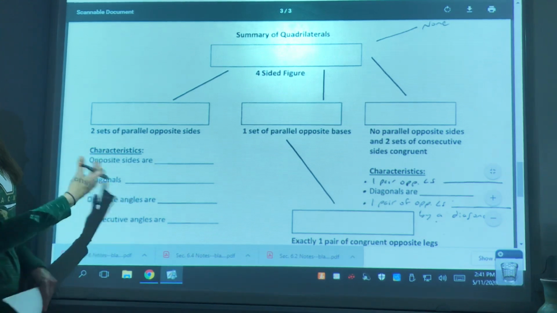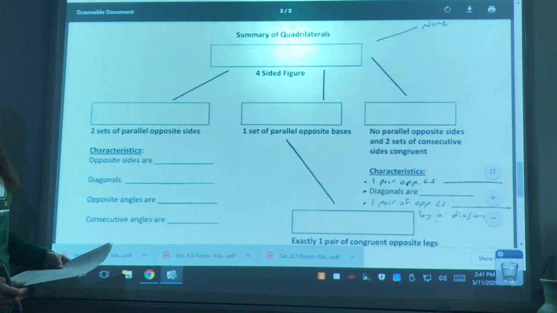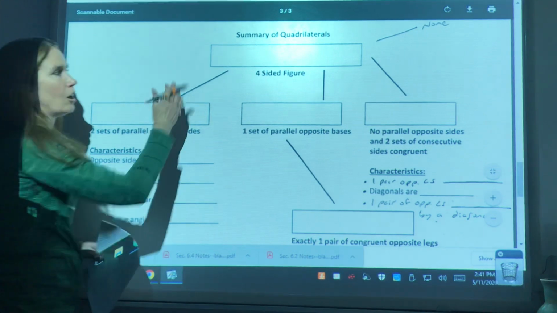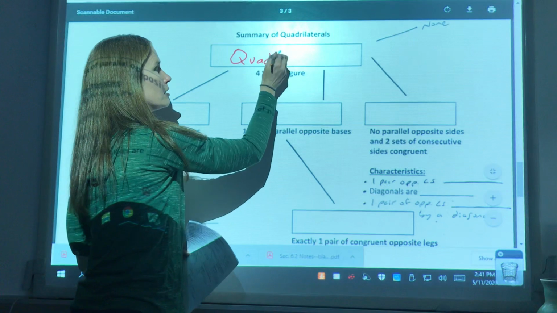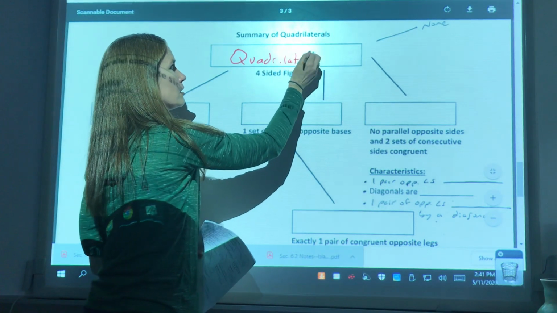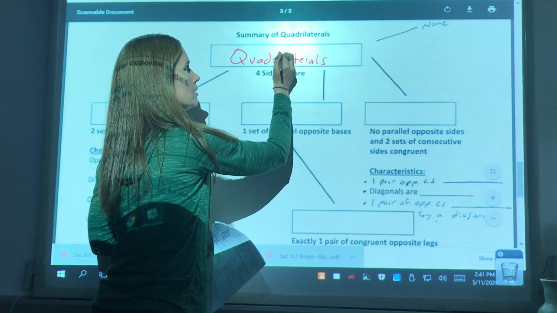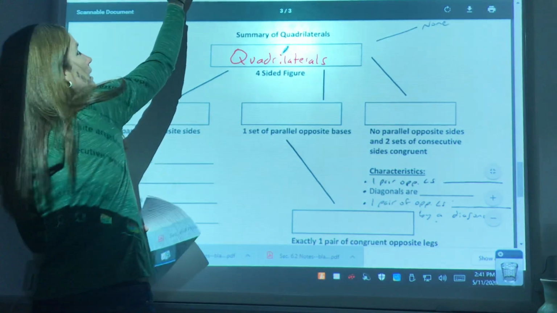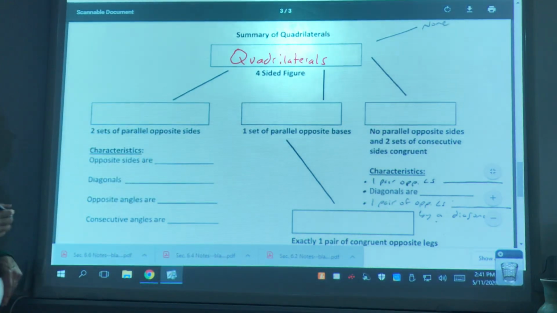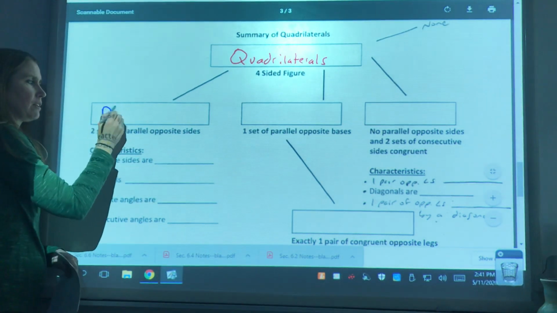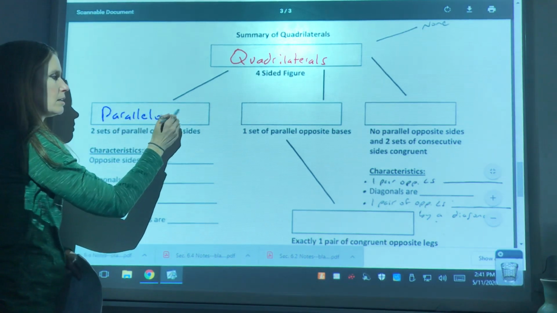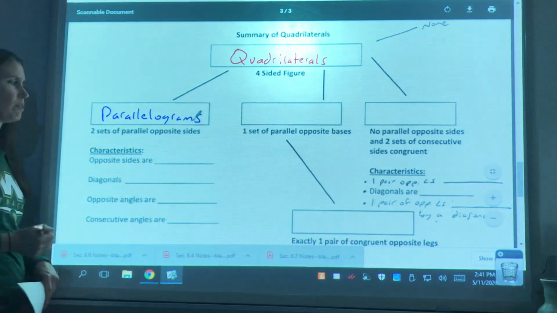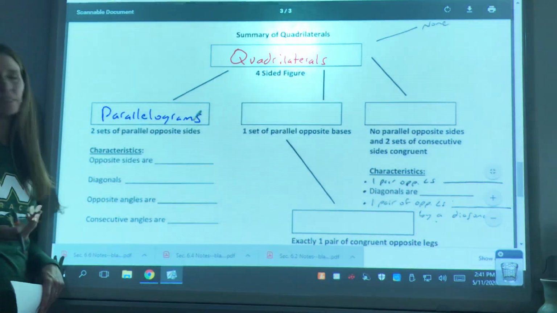Okay, so I can't fit it all on the page, but we'll do the top half and then we'll go to the bottom half. So again, all of these figures we're talking about in this chapter are quadrilaterals, which are again four-sided figures. All right, the first set we talked about were parallelograms in section 6.2. Okay, we said it has two sets of parallel opposite sides.